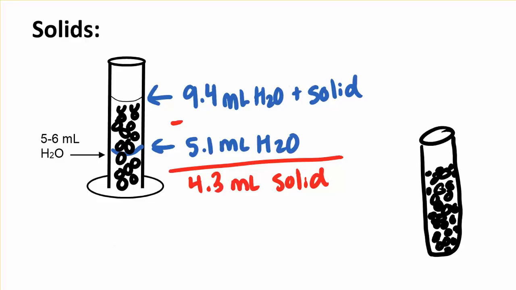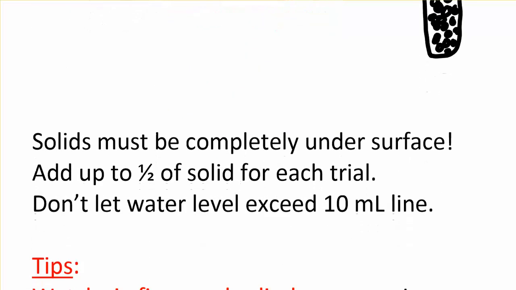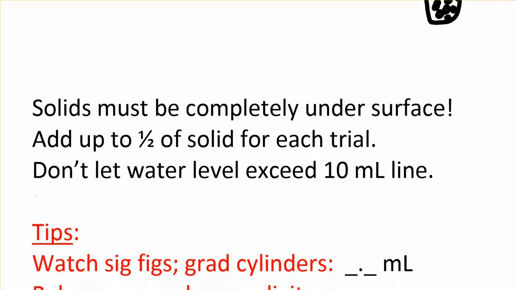Another thing, make sure that you don't let the liquid go over the 10 milliliter mark. If you let your liquid go up here, then when you go to read off the volume, you're not going to know what the volume is. So when you add your solid, you're making sure that all the solid stays under the liquid level, and you're also making sure your liquid level does not extend over the 10. Okay, so those are those 3 tips. Here's some more tips in general about the whole lab.